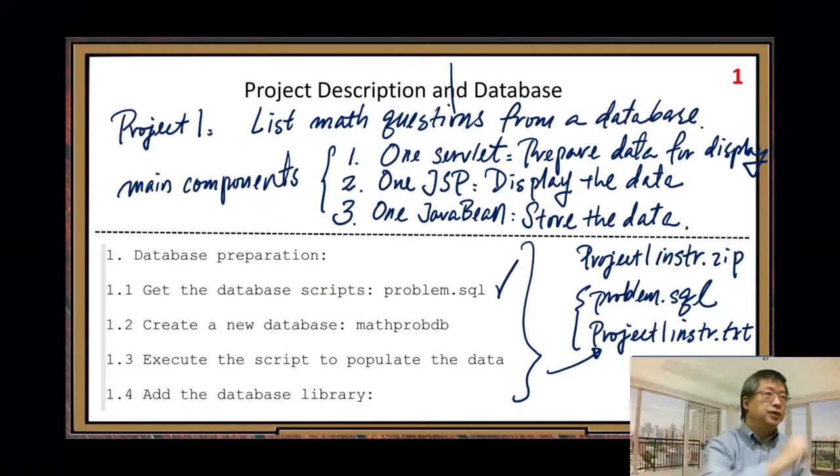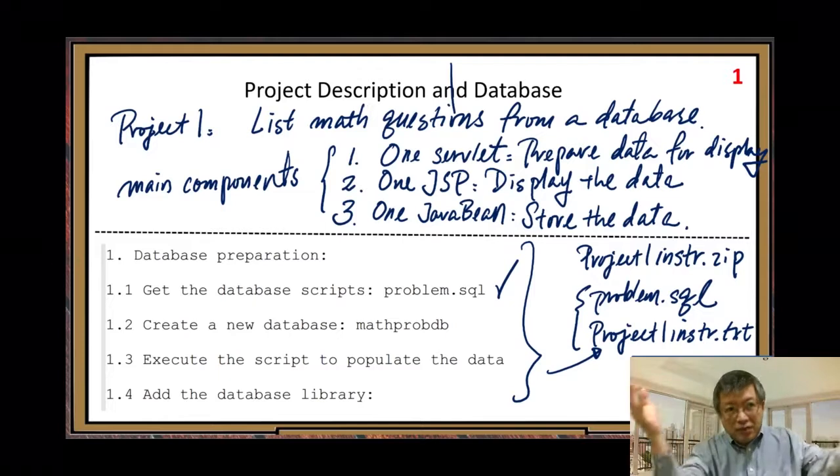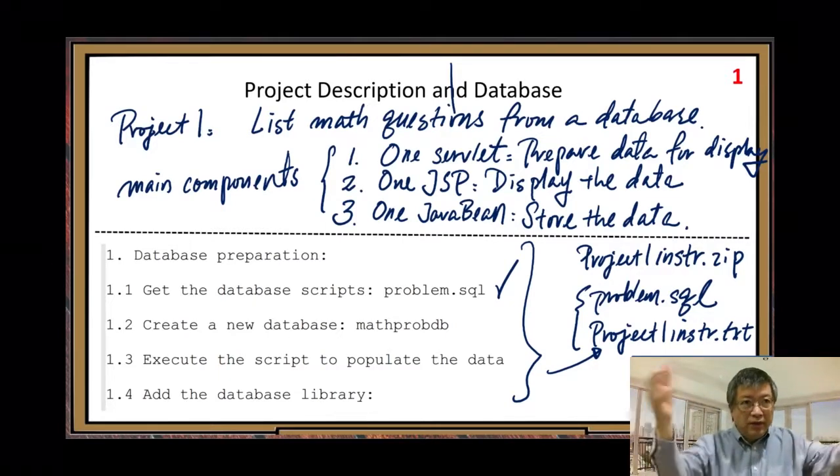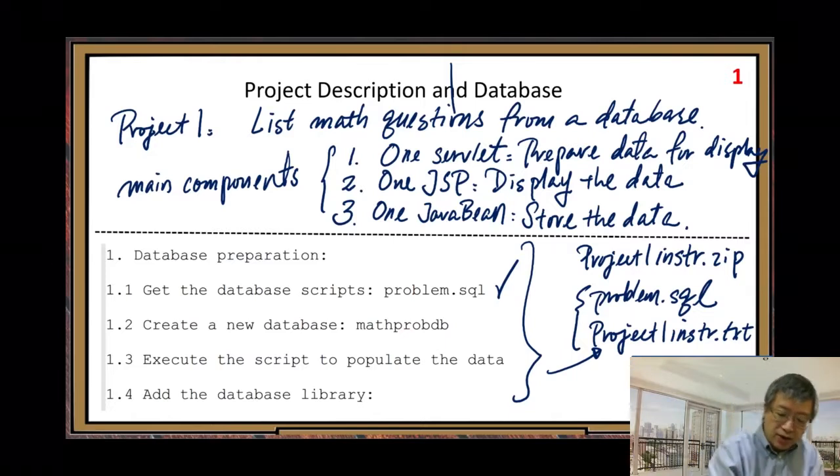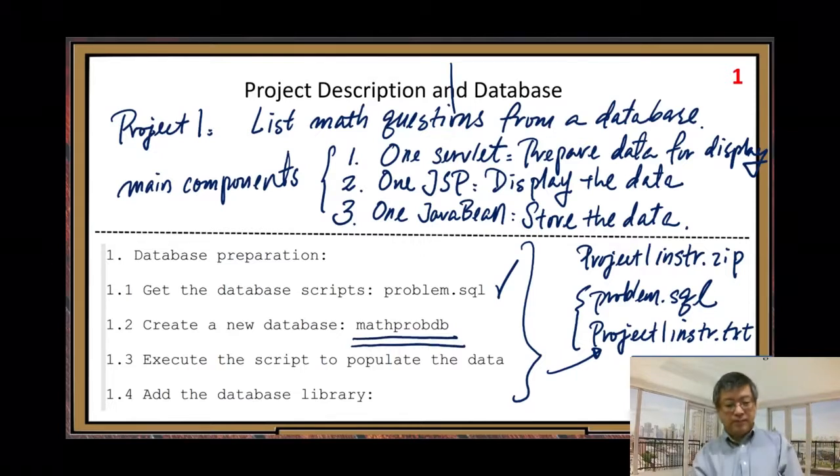Then I go to the web browser, the script, everything. I will do it with you together. Step 1.2, create a new database. This is the database name, MathProbDB. Then execute the script to populate the data. We use the copy-paste way. Number 4, add the database library, the Java JDBC jar.